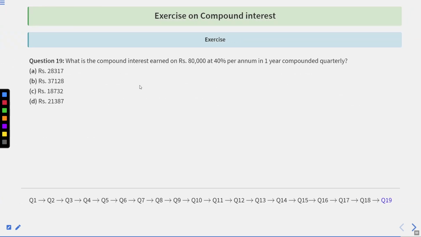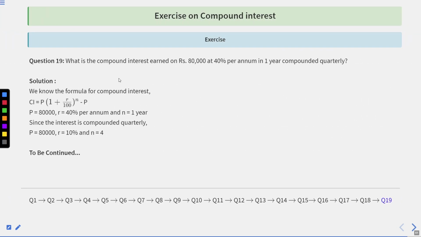Question number 19. What is the compound interest earned on rupees 80,000 at 40% per annum in 1 year compounded quarterly? We know that the formula for compound interest is P into (1 plus R upon 100) to the power n minus P. P here is 80,000, R is 40% per annum, and n is 1 year. The interest is compounded quarterly, so P will be 80,000, R will be 10%, which means you divide by 4, and n will be 4.